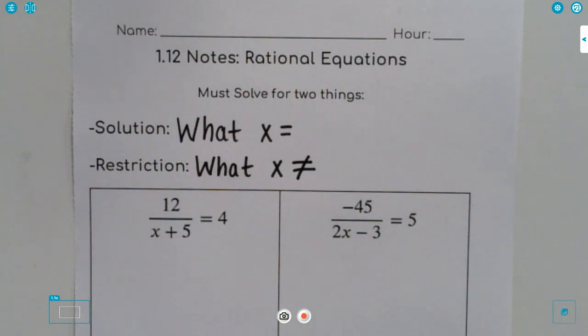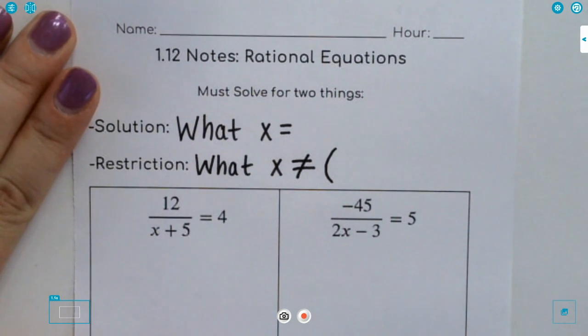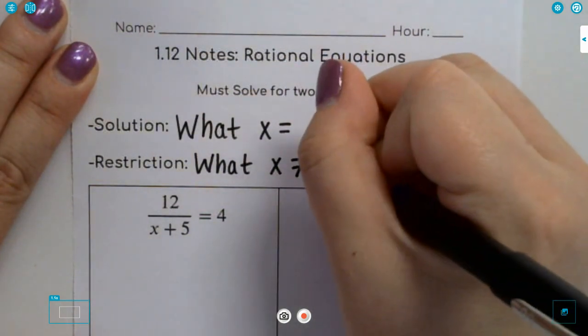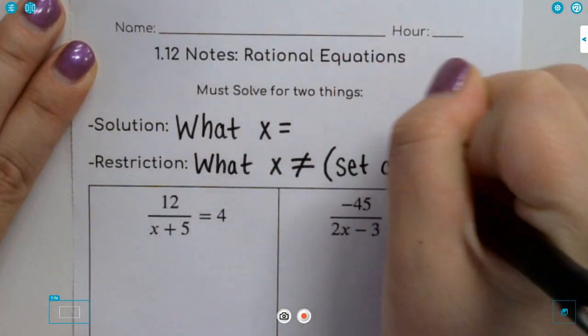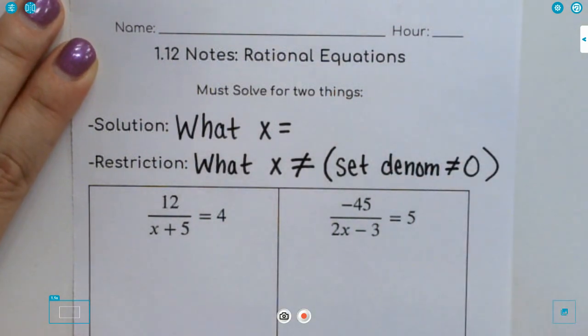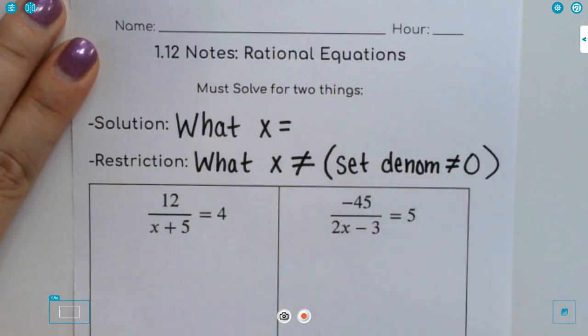So for those restrictions, let's put a little note to ourselves, and this has to do with our quick write. Because we've got x's in the bottom of our fractions, we are going to set our denominator not equal to 0. And say that our denominator, so the bottom of our fraction, cannot equal 0.